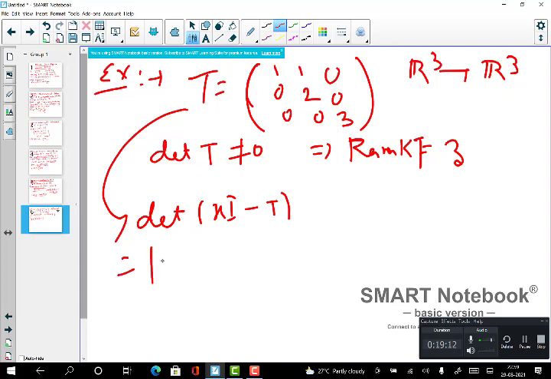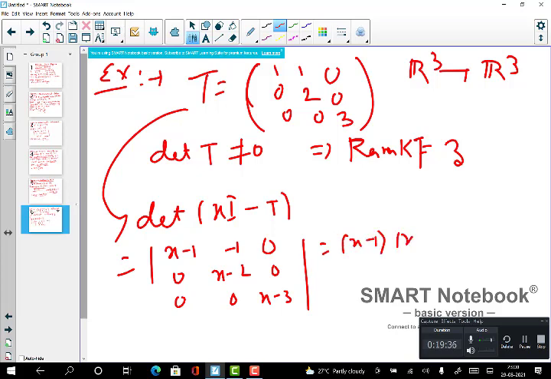So what are these? This is x minus 1, then minus 1 and 0, and 0, x minus 2, and then 0, 0, x minus 3, right? So the determinant is x minus 1, x minus 2, x minus 3. This is the characteristic polynomial of T. Now obviously you can see that this splits.